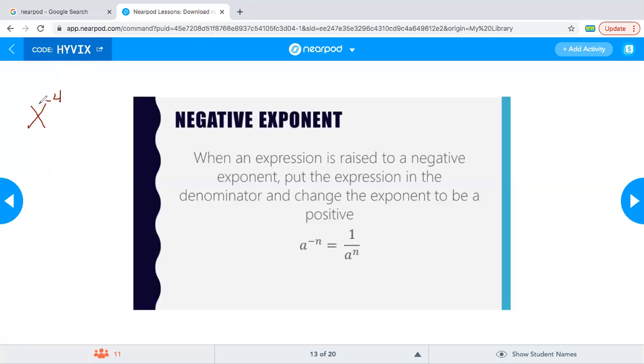To make this positive, I would put this in the denominator. So x to the power -4 will go in the denominator, but it turns into a positive exponent there. The numerator is blank, so I put a 1 at the top. The complication comes when you add other stuff to it. So x to the power -4 turns into 1 over x to the power of 4.